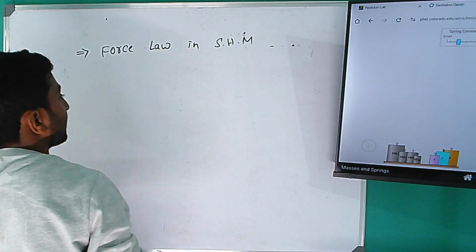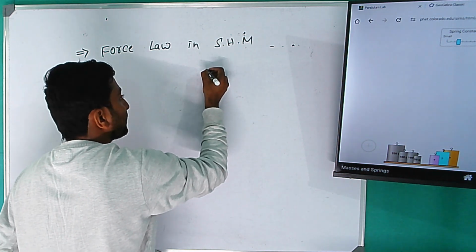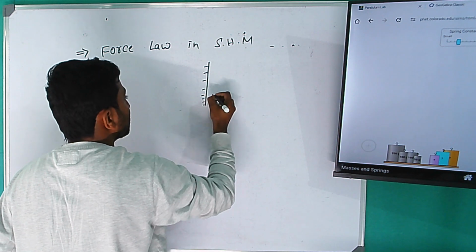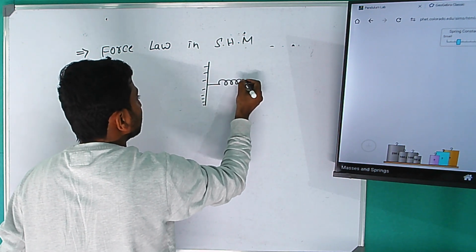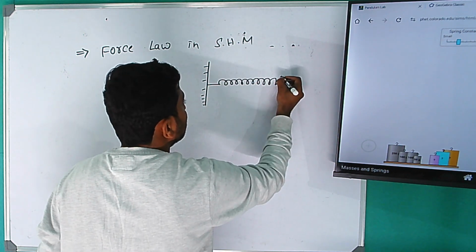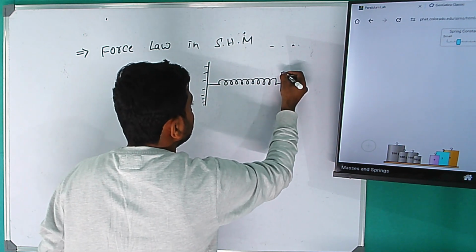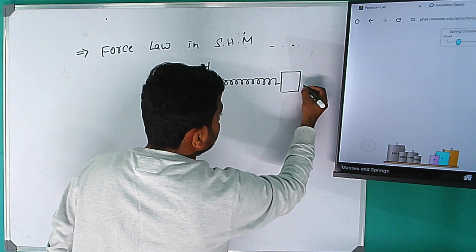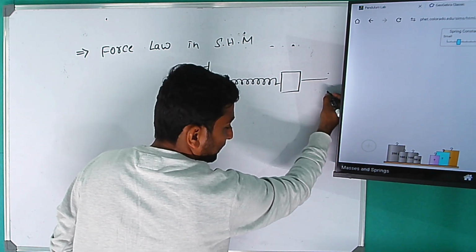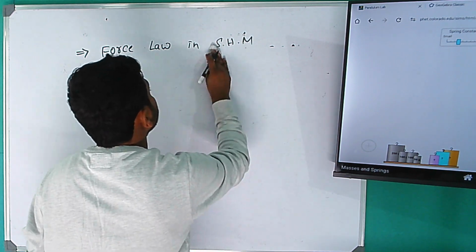Let us consider a particle which is executing simple harmonic motion. To be specific, let me consider a spring mass system. The particle is executing simple harmonic motion in between plus A and minus A.